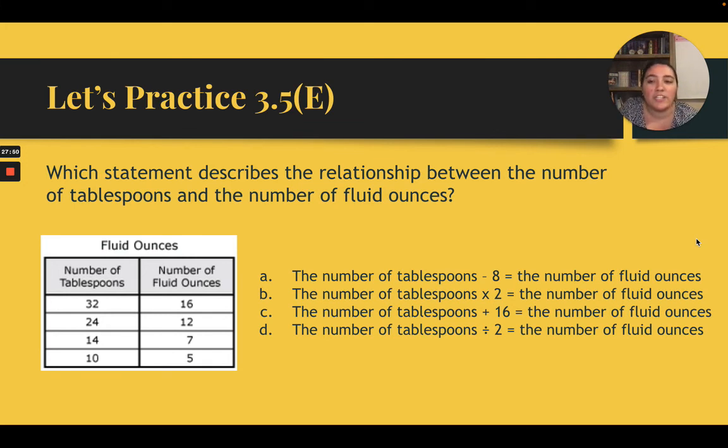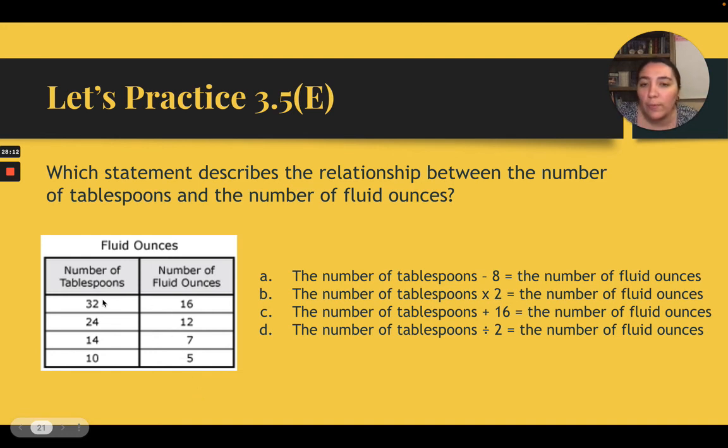So in this question, it says, which statement describes the relationship between the number of tablespoons and the number of fluid ounces? So now we have to start looking at these. When I'm over at the number of tablespoons, I see 32, down to 24, to 14, to 10. And then for number of fluid ounces, they're smaller, and I have 16, 12, 7, 5.